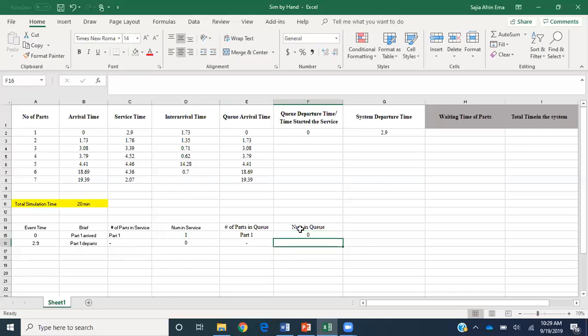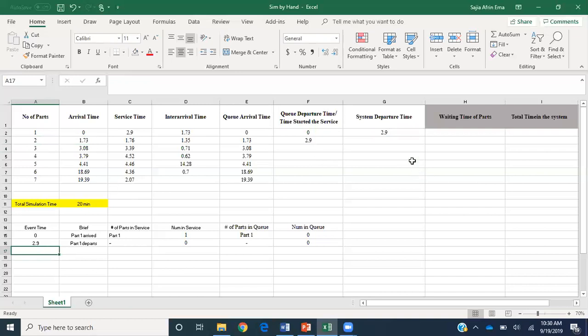0. Okay. Next, at 1.73 minutes, what happens? Part 2 arrives. And then what time may it join the service? The time when part 1 departs the system. So I'll just reference that here.